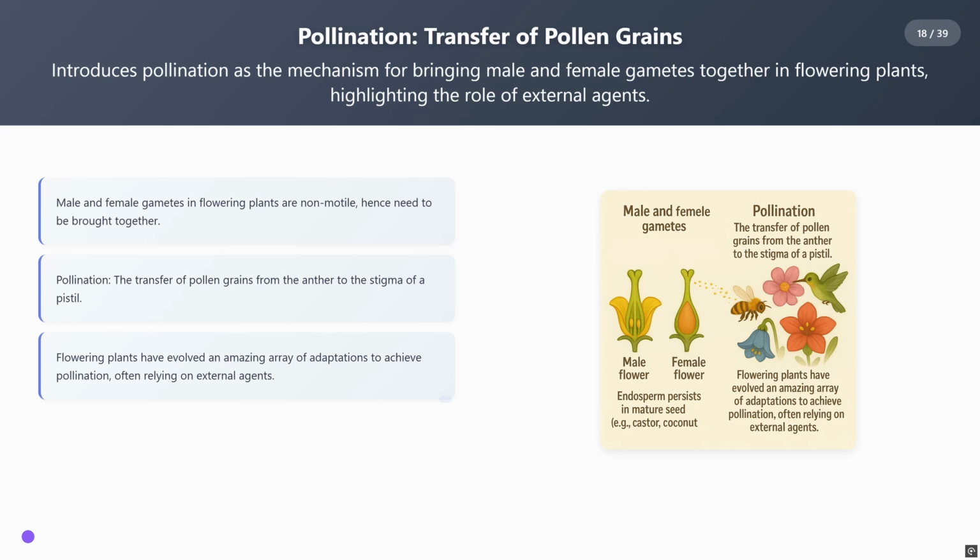Precisely. Pollination is simply the transfer of pollen grains, which are released from the anther, over to the stigma of a pistil. Flowering plants have evolved an absolutely amazing array of adaptations to achieve this transfer, often relying on external agents like wind, water, or animals to help out.